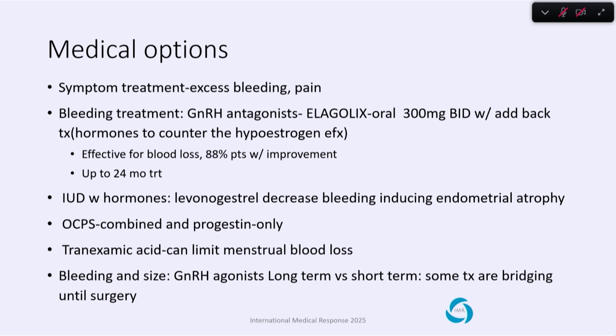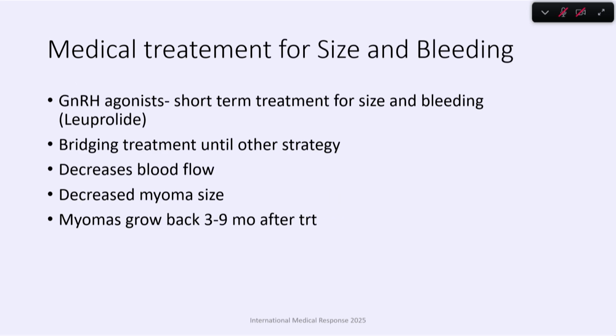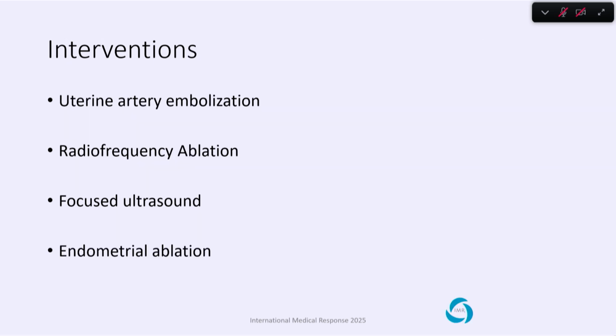And depending on the bleeding and the size, GnRH agonists can also be used. But usually those are used getting ready for surgery to help a patient build up their anemia if they have anemia. And the one that we use for that is injection Lupron. Again, it's bridging until another strategy or intervention. It can decrease blood flow, decrease myoma size, but once you stop the treatment, the actual fibroids can grow back 3 to 9 months after you've stopped the treatment.